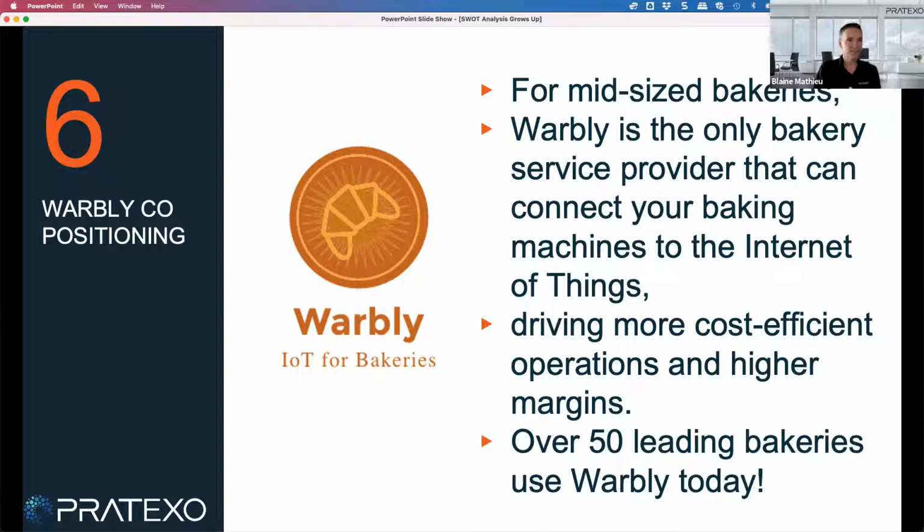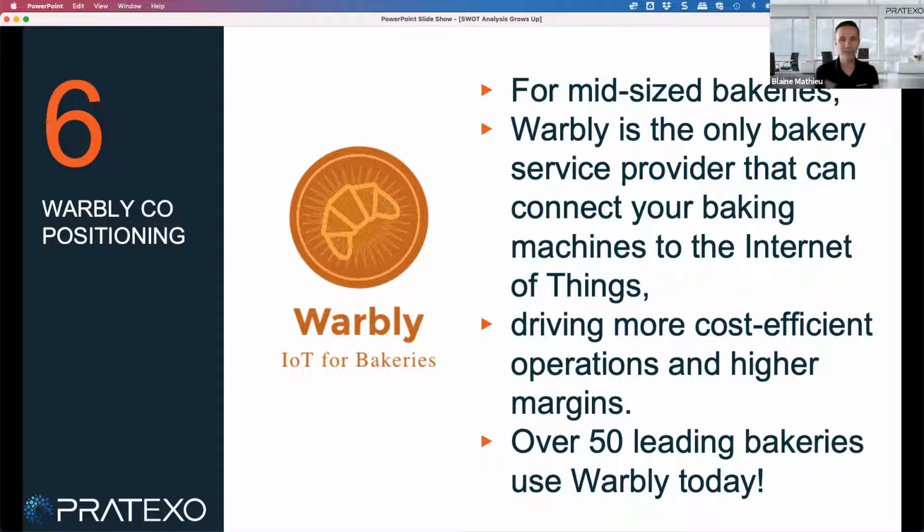They're the bakery service provider. That's the category they're in, right? And what does it do? It connects your baking machines to the Internet of Things. Okay? That's what it does. What is the benefit? It drives more cost-efficient operations and higher margins. And what's the reason to believe? Over 50 leading bakeries use the Worbly platform today, right? So that's fundamental to what every positioning statement should contain, and we're going to dive into that more next week.